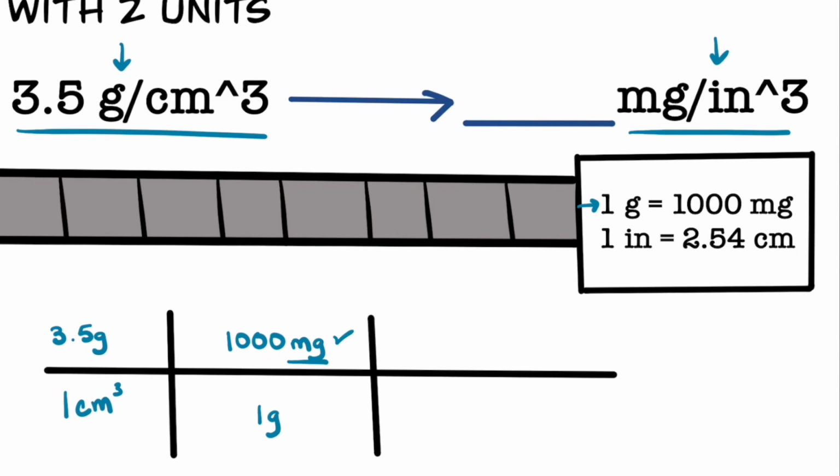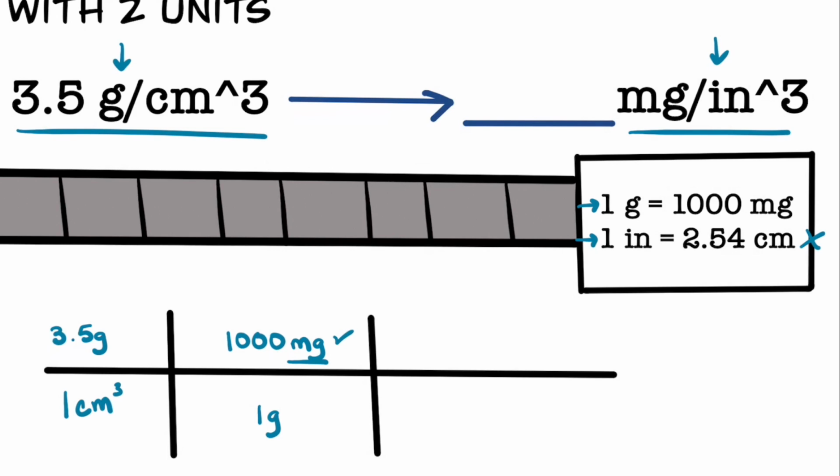Now, let's quickly pause here. The only knowledge we have is that there are 2.54 centimeters in an inch. But we have to be careful. This is not the same as converting between centimeters cubed and inches cubed. This is a common mistake students make. They often think that 2.54 centimeters cubed equals 1 inch cubed, when in fact, the conversion fact only applies to centimeters and inches, not the cubed units.